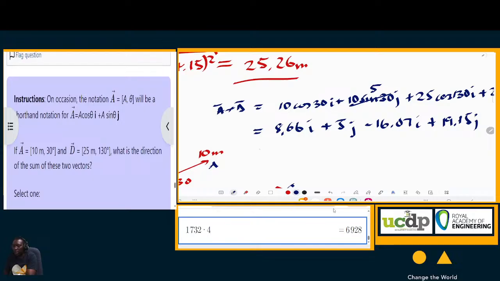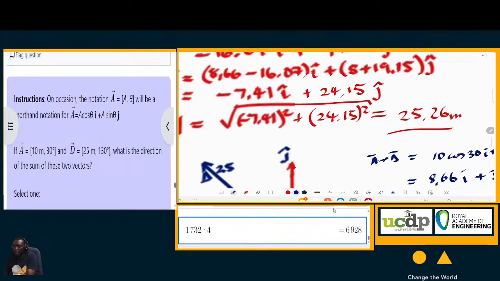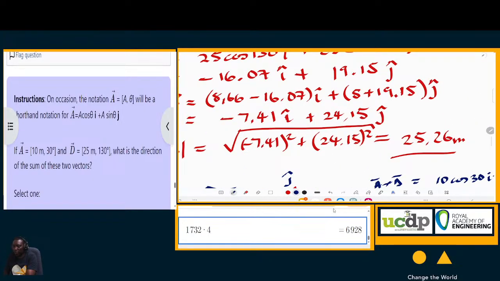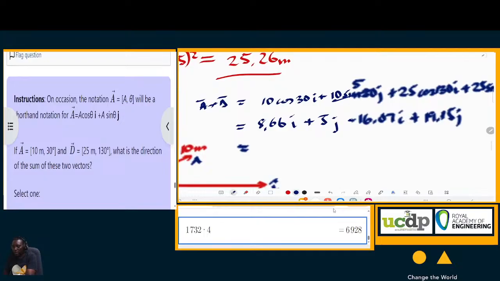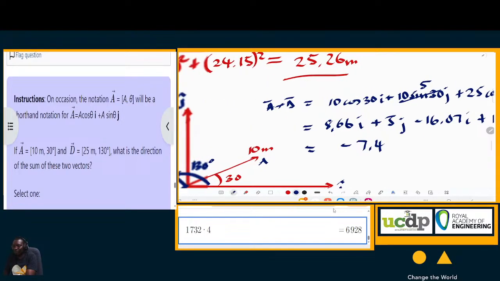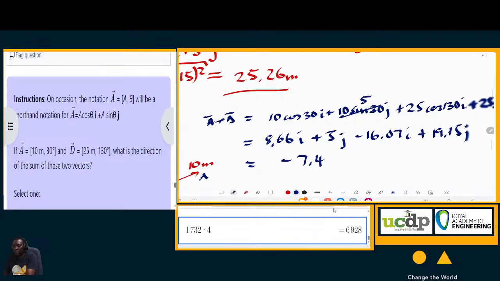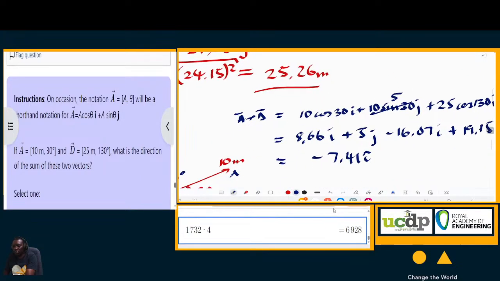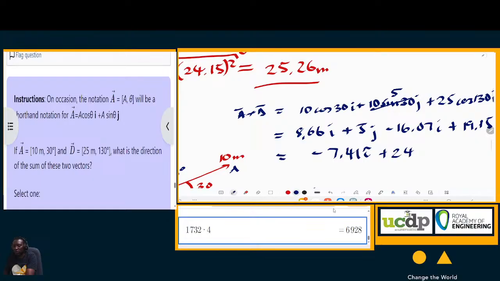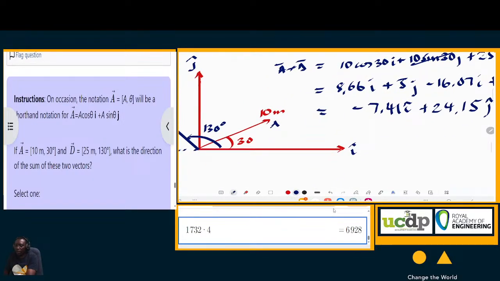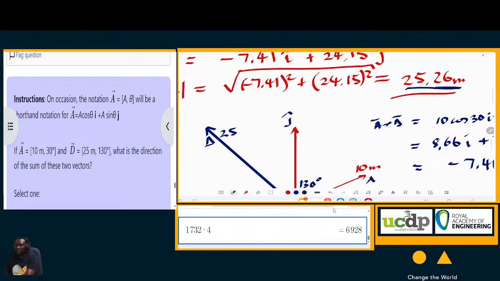And when we combined, I think we got something interesting, minus 7.41 I, plus 24.15 J. So this is for the sum of A and D, whose magnitude we got earlier.